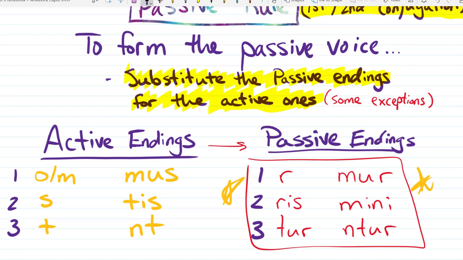The verbs are formed the same way. You can think of it as switching an ending, right? Form the active voice, what we already know, and just replace it. Replace that personal ending for the passive ending, right? O or M, replace with an R. S, ris. T, tur. Mus, mur. Tis, mini. NT, ntur, right? That's all you gotta do.